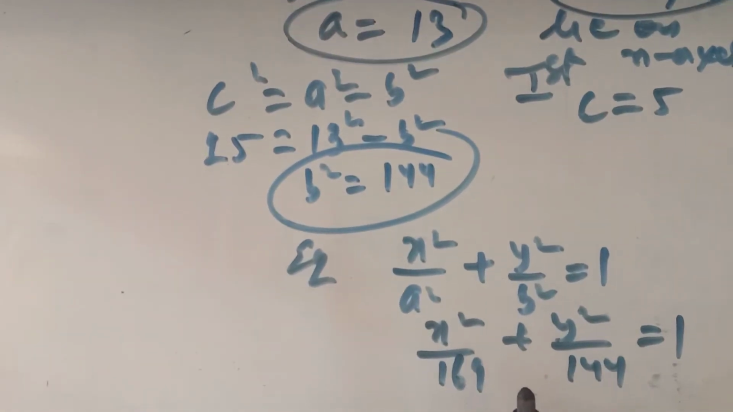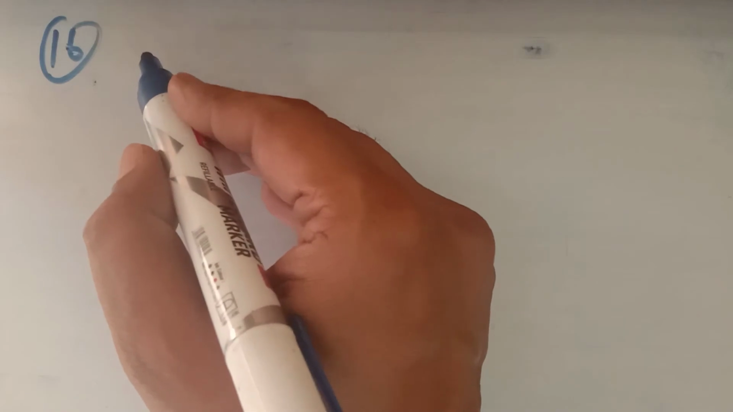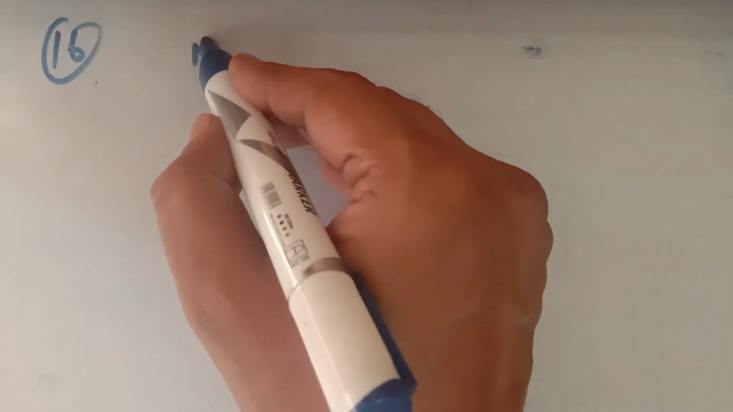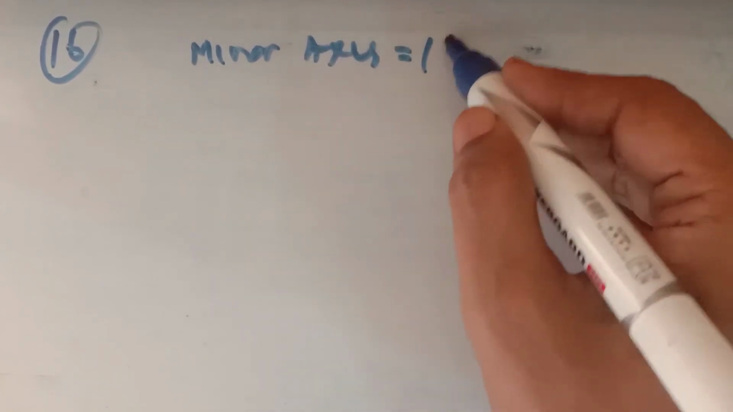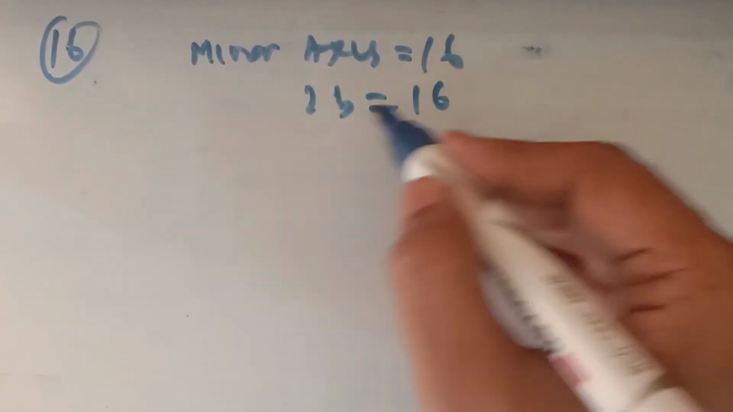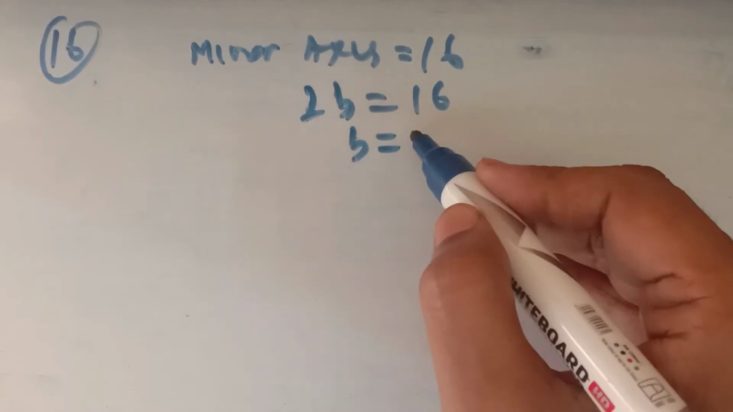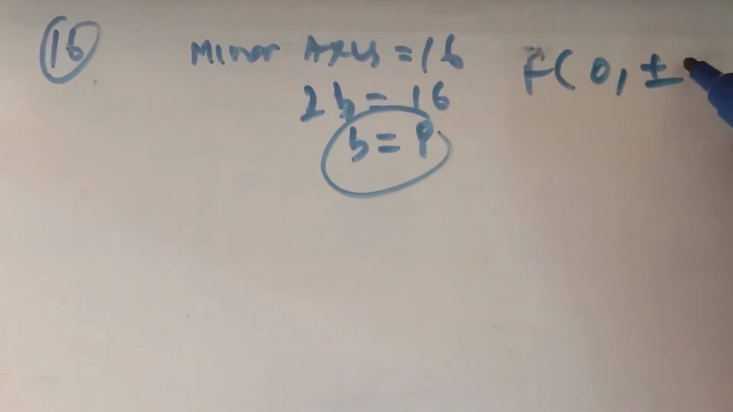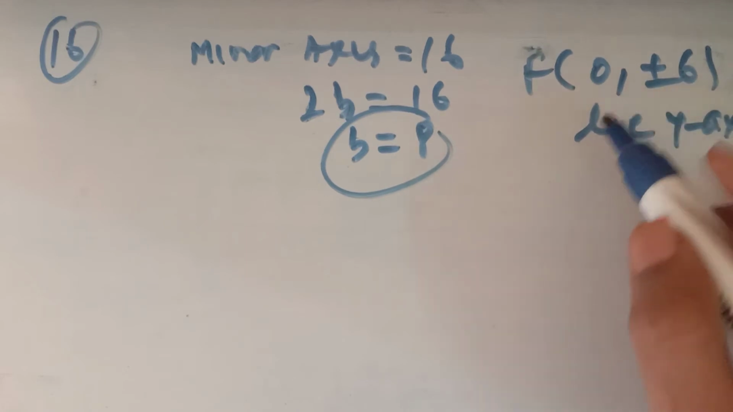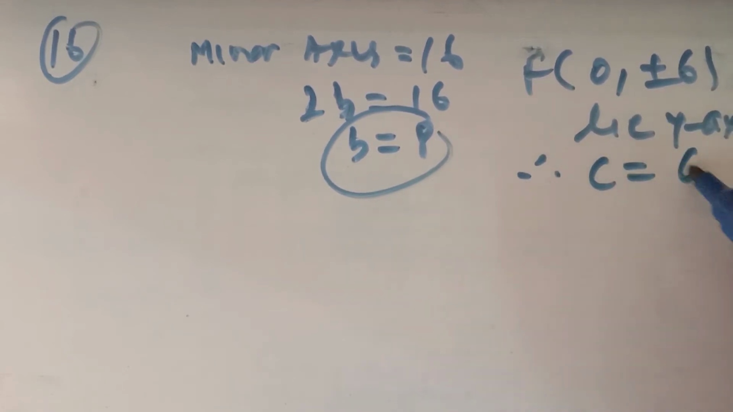Similarly, question number 16. What is given in the question number 16? It is given that the length of the minor axis, so what is the minor axis? It is 2b. Length of the minor axis is 2b. So the value of 2b is given as 16 and the value of b is equal to 8. And the focus is given as (0, plus minus 6). Now it lies on the y-axis. Why does it lie on the y-axis? Because its x coordinate is 0. So therefore the value of c is equal to 6.